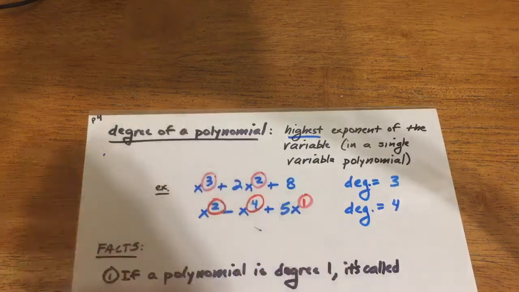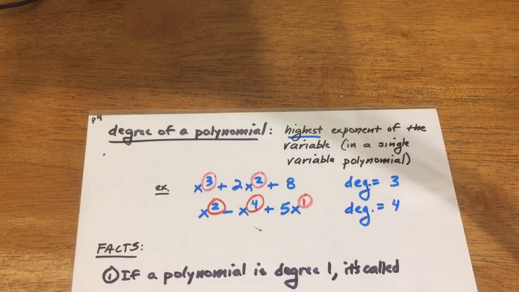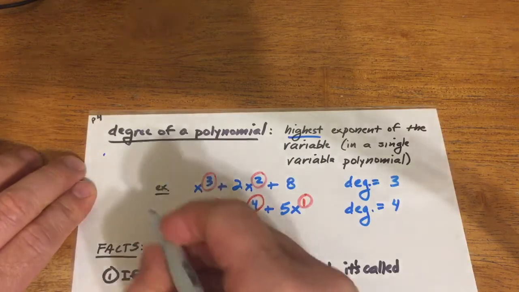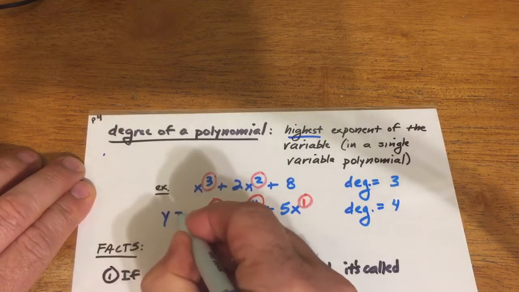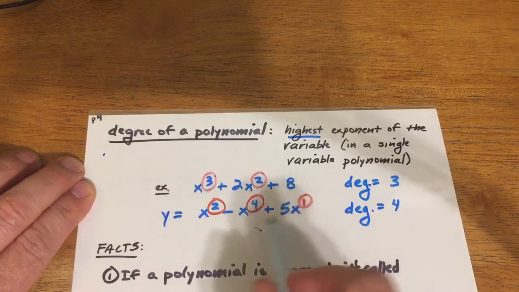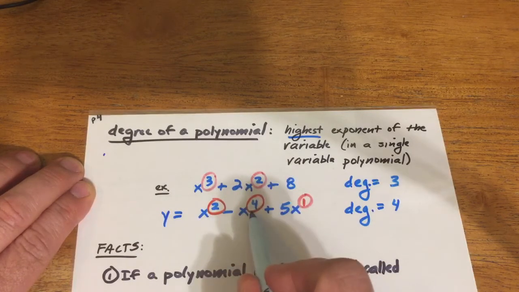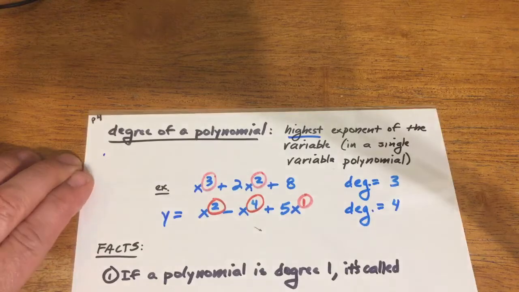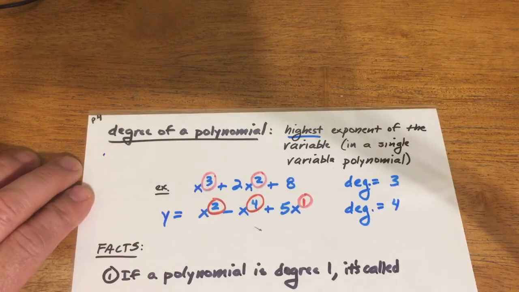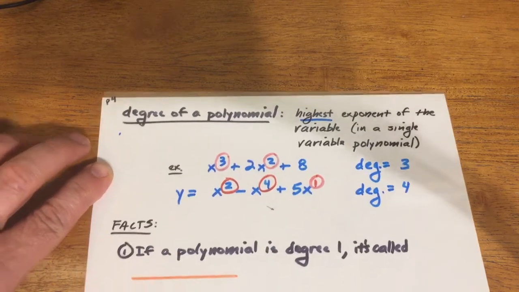Why do we care about the degree? Like we said, it gives us clues on the graph of the related polynomial function. In other words, if you had y equals this, that biggest exponent of 4 tells us a lot of information about what the graph may look like. Let's take a look at a little bit more with terminology.